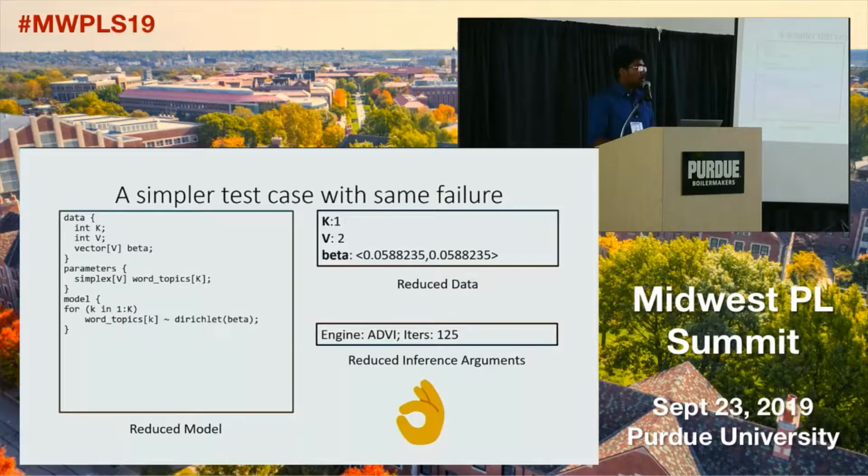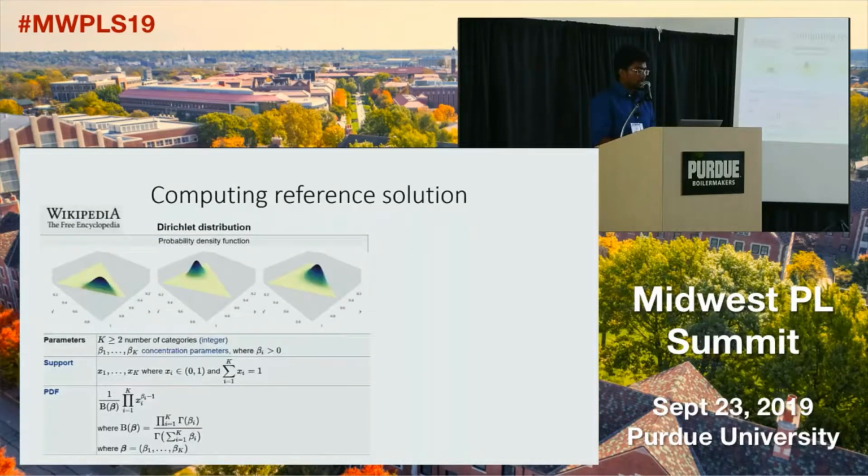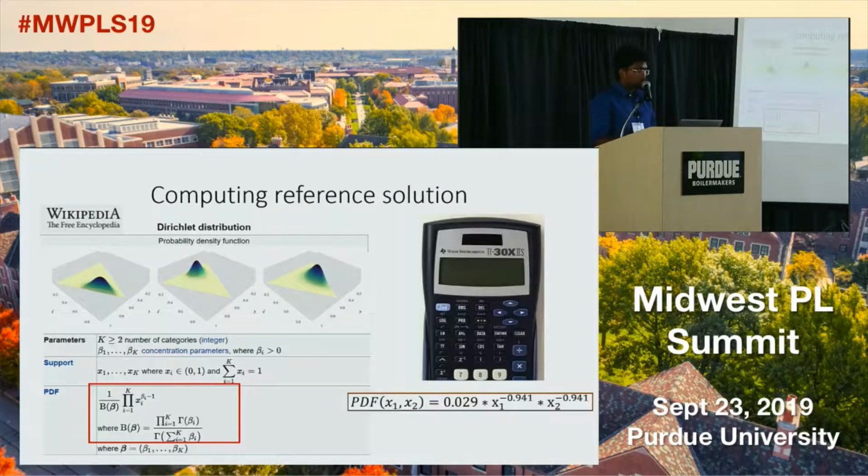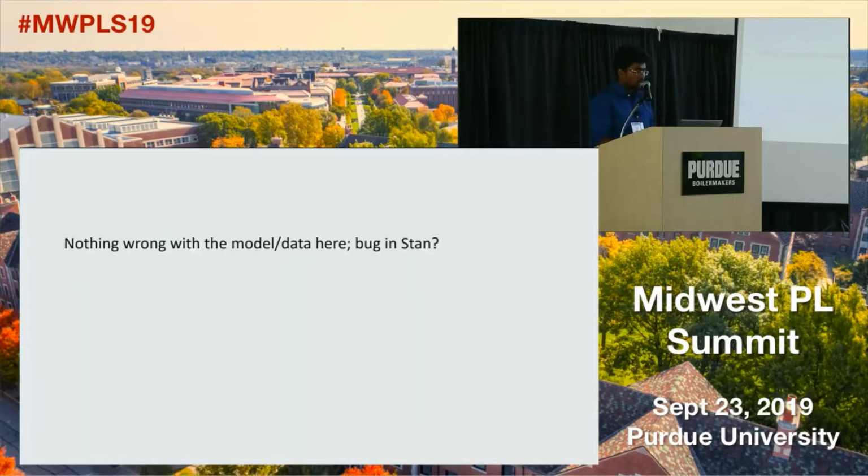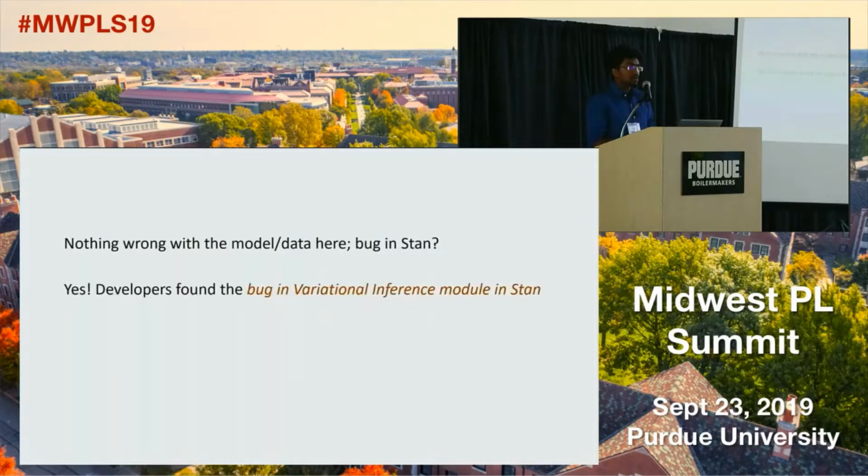Now, in order to reason about what this model should do, all you need to do is compute the posterior distribution of the Dirichlet distribution. To do that, you can easily refer to the PDF expression from Wikipedia, and you can use a simple calculator. If you plug in the values from the data, it seems like we have a valid PDF equation. So in fact, it seems like there is nothing wrong with the model and data here, and perhaps there is a bug in Stan. Actually, yes, the developers found the bug in the variational inference module in Stan in this case.